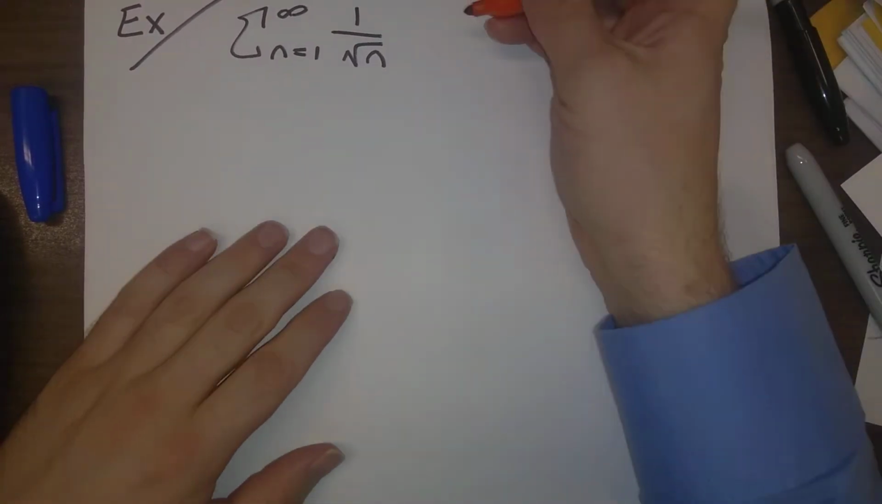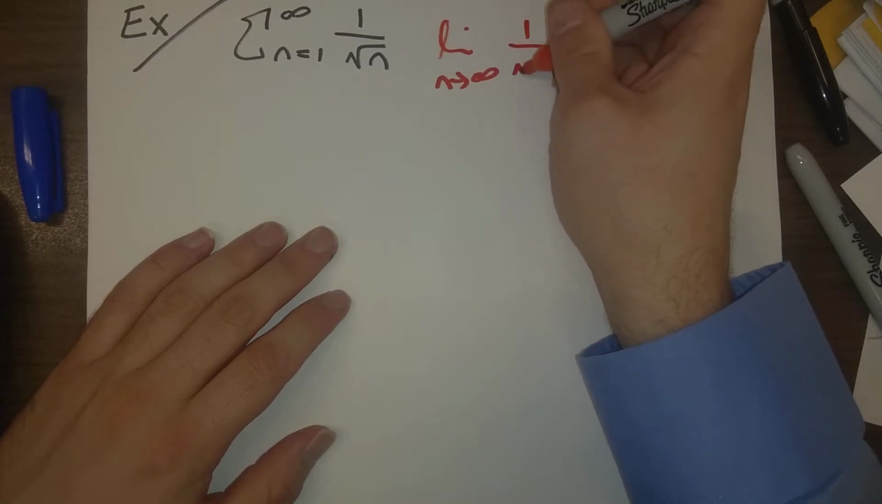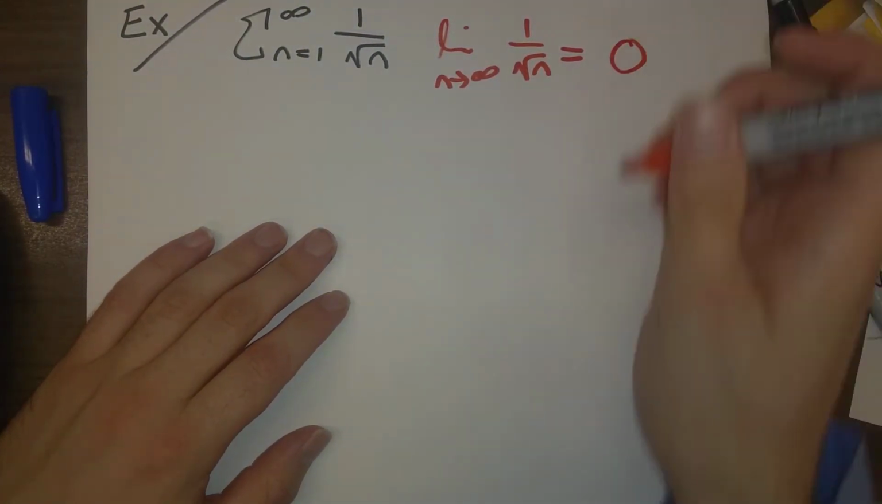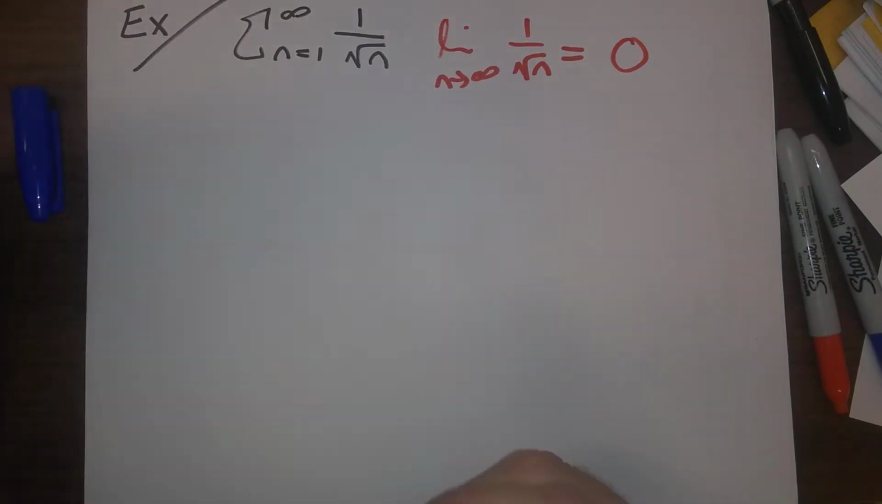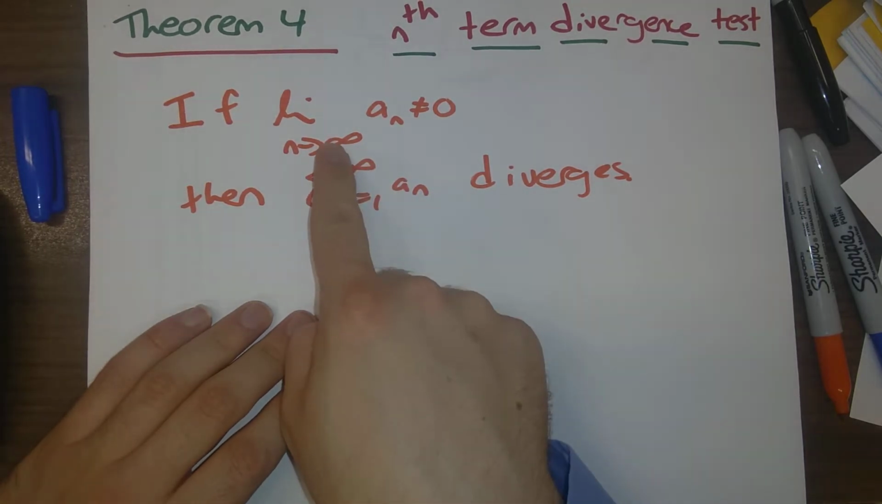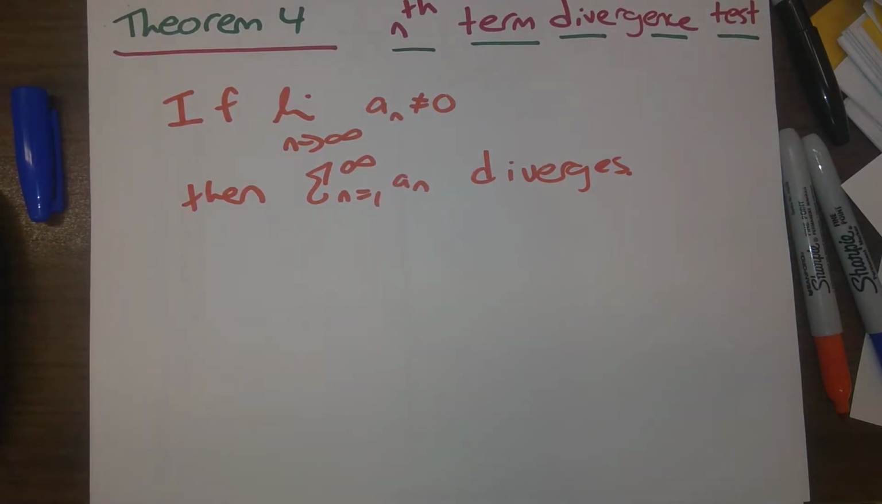So the first thing to note is, well, we might consider the limit as n goes to infinity of the nth term here, and this is going to be 0. And so we might be tempted to look at this and say that, oh, if we took the limit of those individual terms and got something other than 0, then we would know the series diverges.